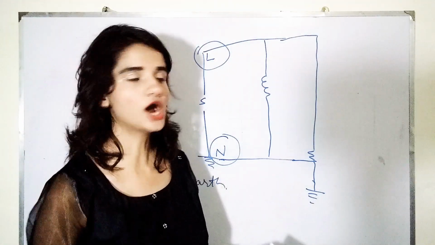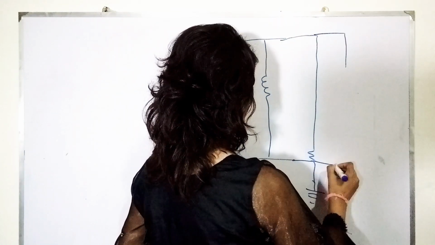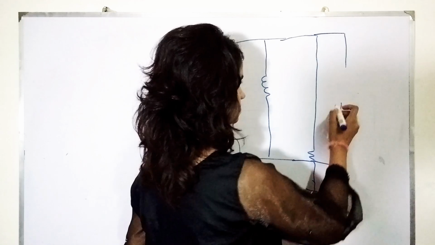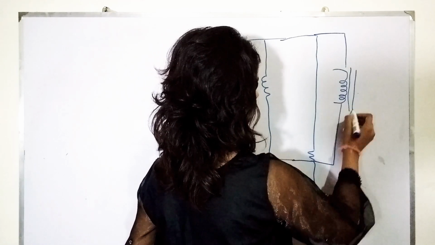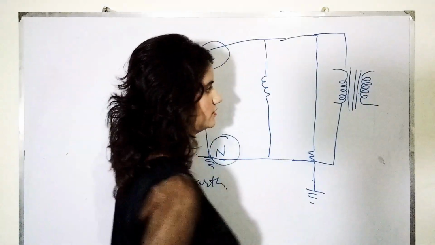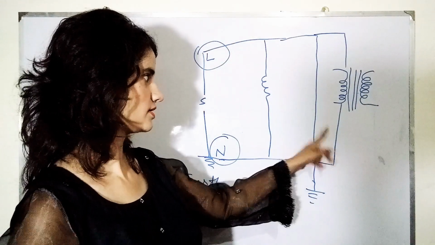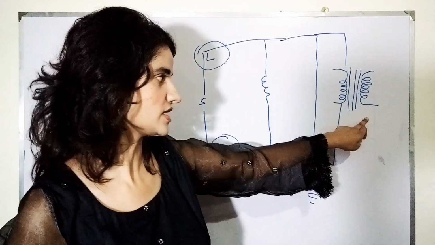Now, to prevent human beings from the earth shock, what we will do is use the transformer. And how the transformer is effective in this way, we are using it here. Now you can see that when the live and the neutral wire were being connected, we use the transformer.